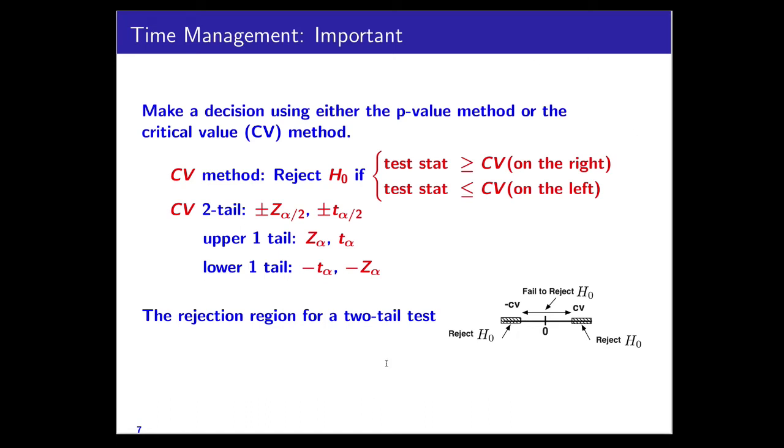Here is the rejection region for a two-tailed test. If the test statistic is more than your critical value on the right, we reject H0. If the test statistic is less than the critical value on the left, we reject H0. In between, we fail to reject H0.